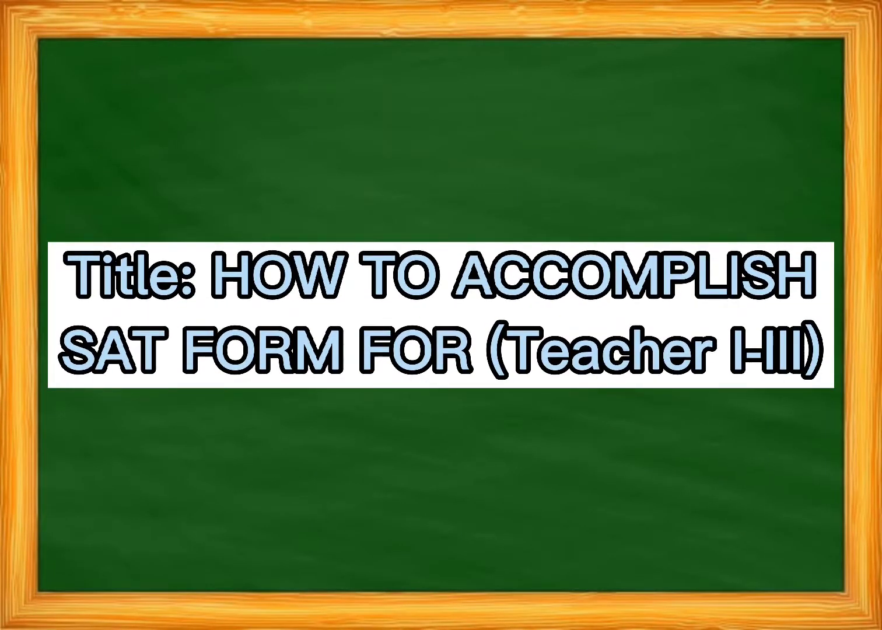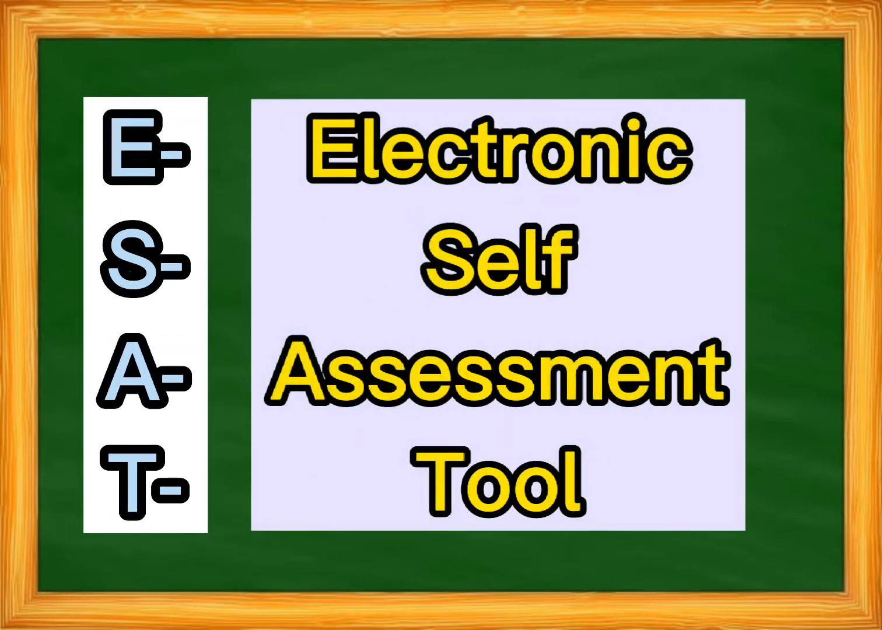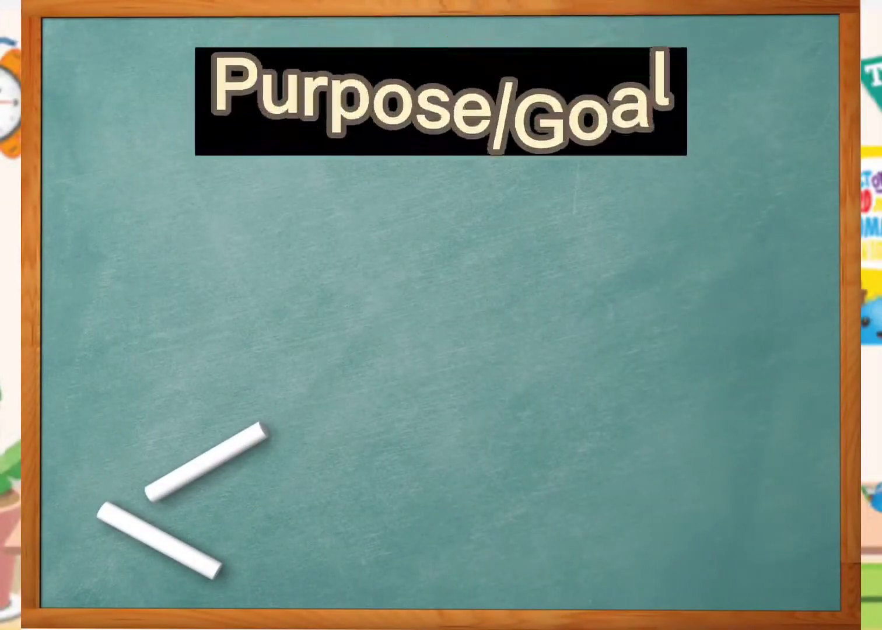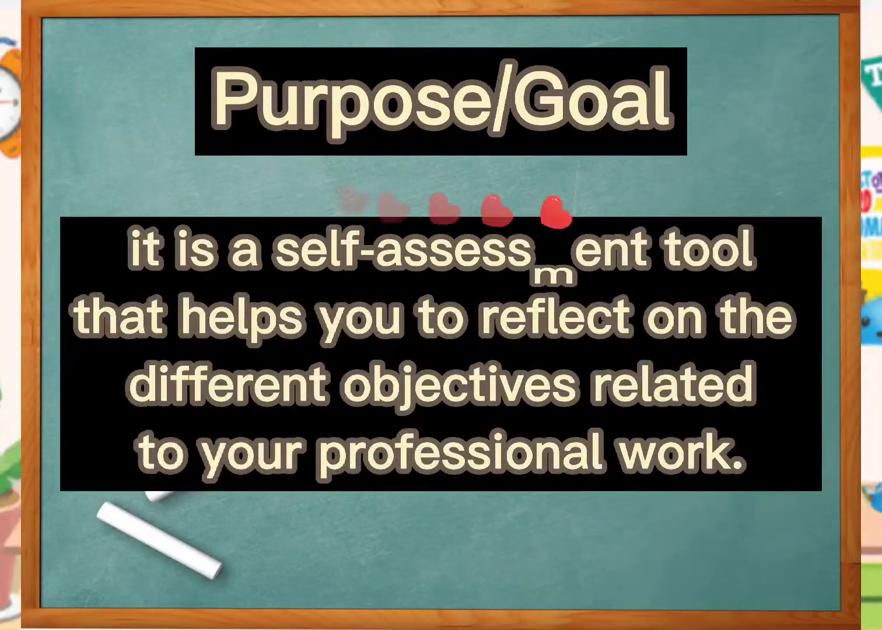Okay, so the title of our activity for today is how to accomplish the ESAT form for Teacher 1 to Teacher 3. To know the meaning of the acronym ESAT, E stands for electronic, S for self, A for assessment, and T for tool. So that is the meaning. Let's have the goal and purpose of the ESAT. It is a self-assessment tool that helps you to reflect on the different objectives related to your professional work.